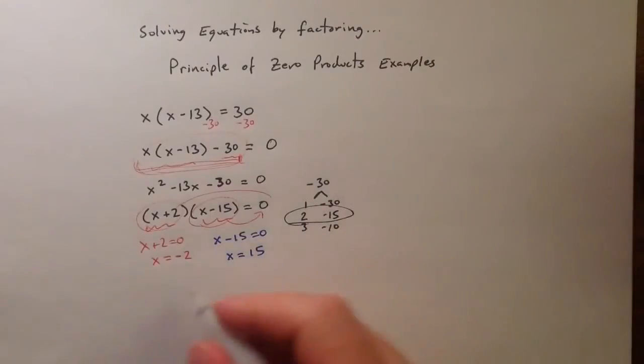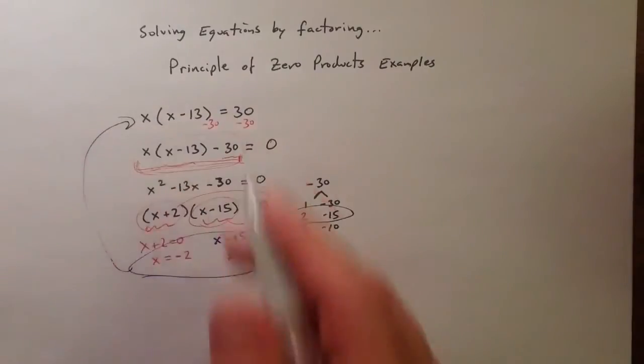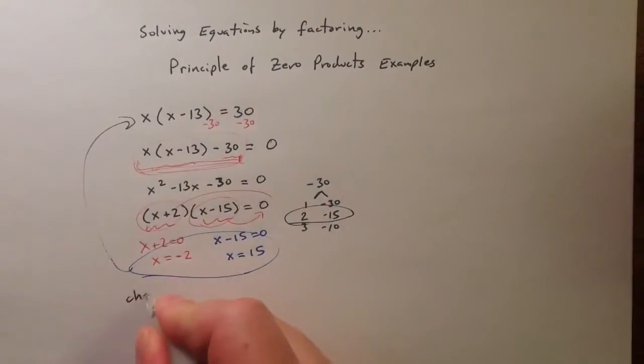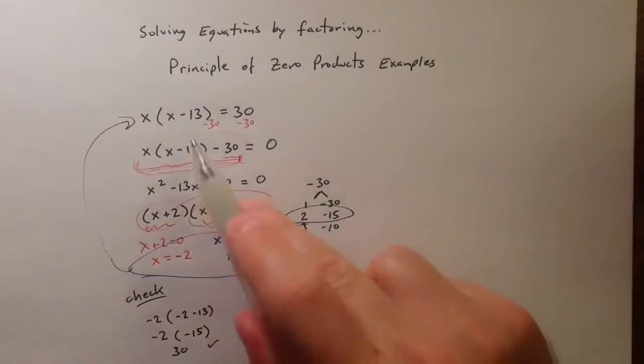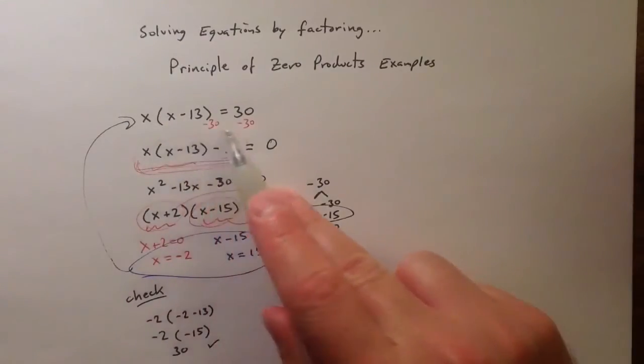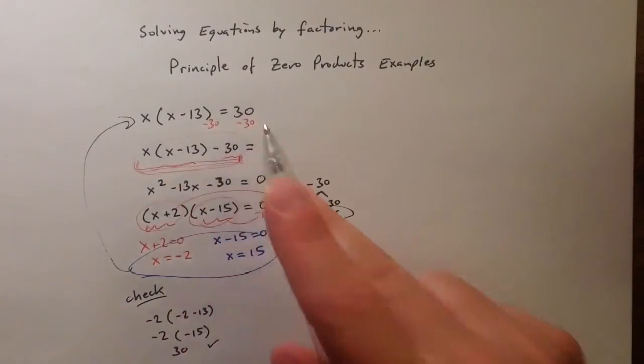If we plug these two solutions back into the original problem, I should be able to check. And let's see. If I plug in negative 2, I get negative 2 times negative 2 minus 13. And that's going to be negative 2 times negative 15. The negatives cancel when we multiply and we get a positive 30. So that checks. Plugging negative 2 in for x makes the left-hand side equal to 30.